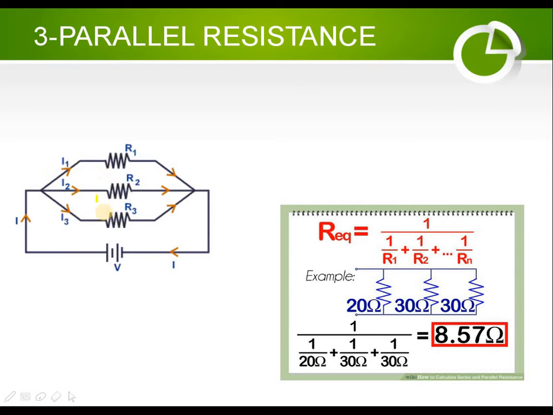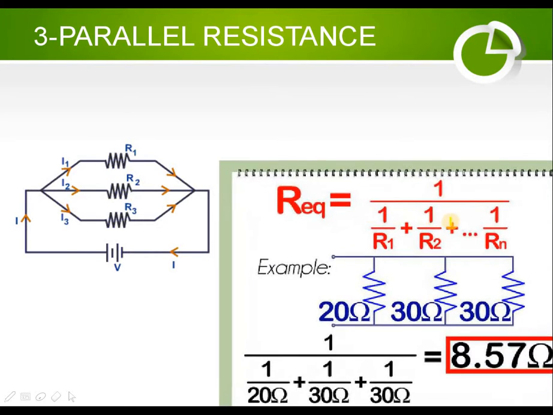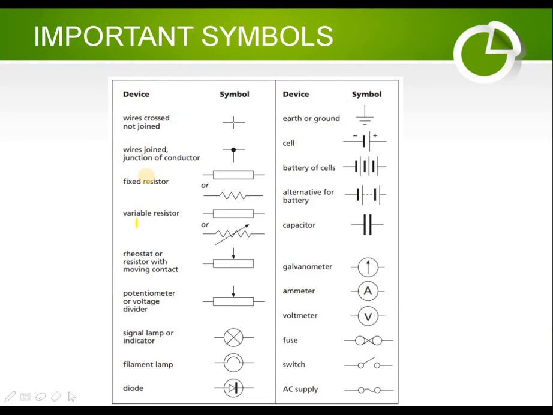Here there are alternative paths, and this is called the parallel combination of resistors. Here is an example. Once again, the equivalent resistance is calculated as 1 divided by the reciprocals of R1, R2, R3 and so on. For example, the values are 20 ohm, 30 ohm and 30 ohm. So 1 divided by 20, 1 divided by 30 and 1 divided by 30; if we add it up and divide 1 by it, the answer is 8.57 ohm.